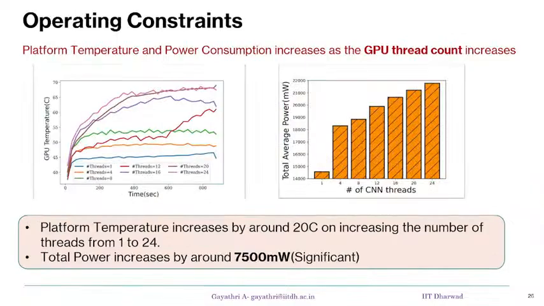So the constraints here are, as you keep increasing the number of threads, and like I said, each of these threads is one input from the camera, your power will increase because you're doing more work. And if you increase your power, temperature also increases. So with the increasing number of threads, you can see that your temperature increases. At some point it reaches 70 degrees, and after some point this will not work because you have already hit the thermal limit. So this is the first constraint.